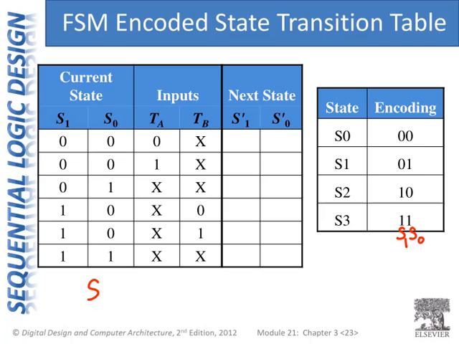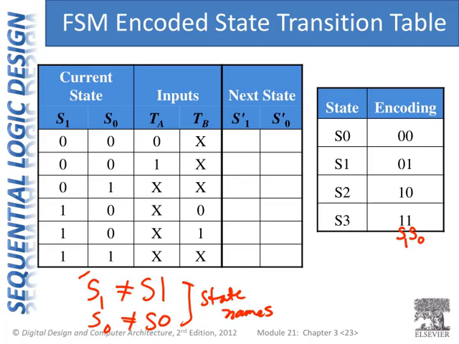Again, these are state bits 1 and state bit 0. So S of 1 is not equal to S state 1. Likewise, S of 0 is not equal to S0. These are state names, state S1 and state S0, and these are state bits.